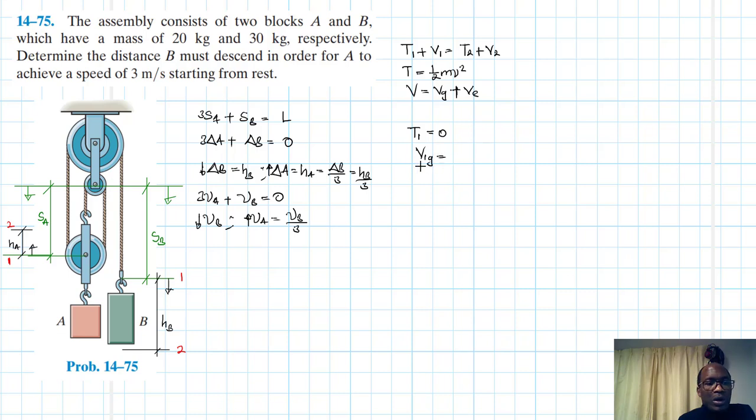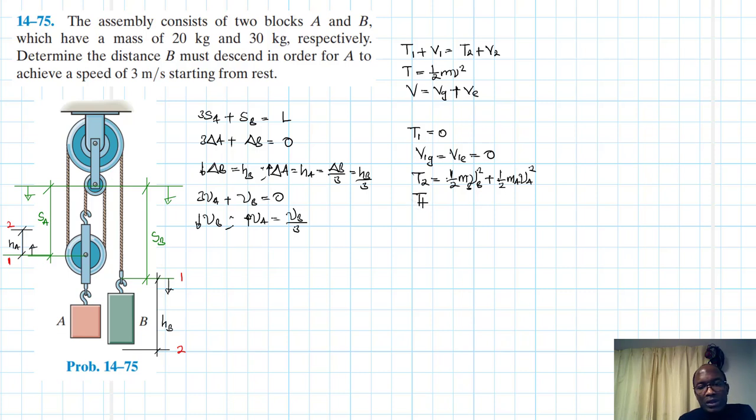V1g is also equal to 0. And in fact, V1g is just equal to V1e, which is just equal to 0. T2 is just equal to half, we'll have some kinetic energy. So let me separate this. I'll say half MB VB squared plus half MA VA squared.